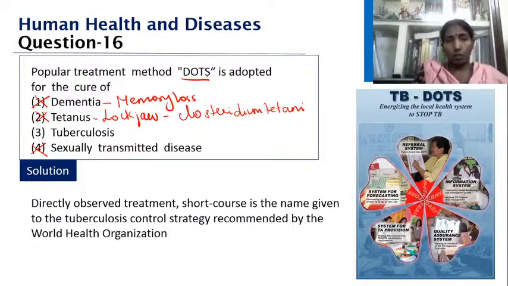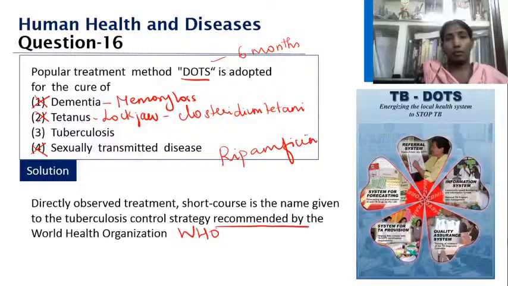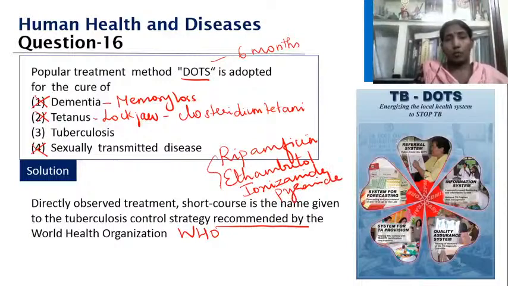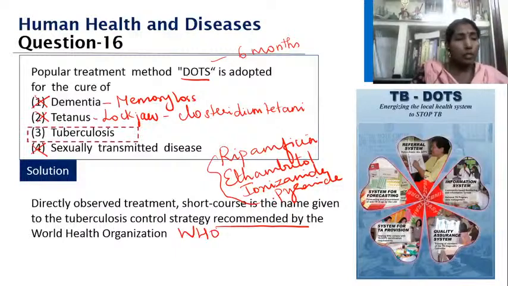Directly observed treatment short course is the name we give to a 6-month course for tuberculosis, which is recommended by the World Health Organization. So what are the drugs that we usually give? We give rifampicin, ethambutol, isoniazid and pyrazinamide. These 4 drugs constitute the DOTS therapy, and that is how we administer it to the patients. Yes, you are all right.